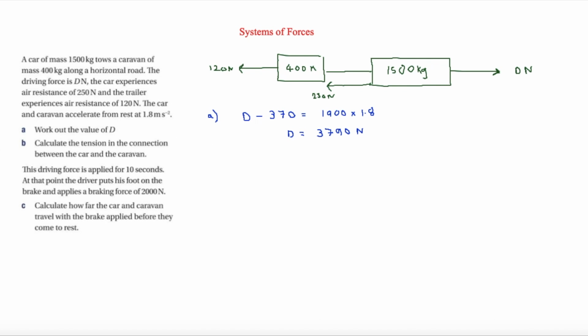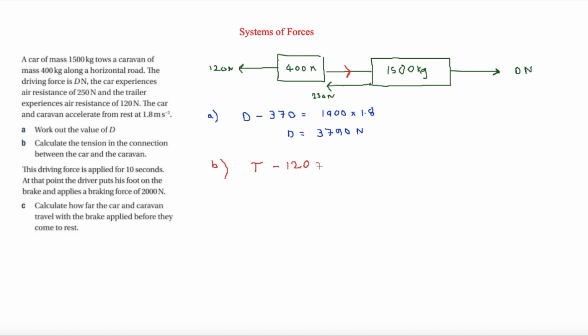Then in part B, we are now looking at the tension in the connection between the car and the caravan. So the tension is this here. That's the tension there, so we're looking for that. In order to work out the tension, we're going to be treating it just as the caravan. That's the only force we'll be looking at. So we're splitting the system up now into just the caravan. That means that we've got the tension going forward, and what's resisting that is the resistance of the caravan, which is 120 newtons.